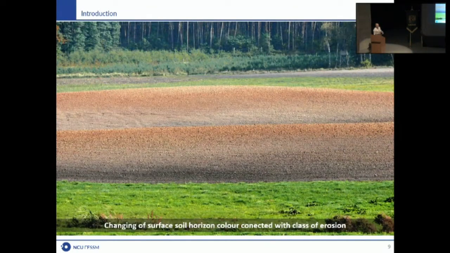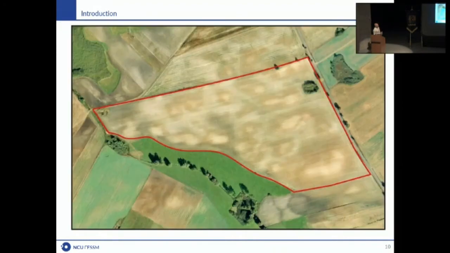If you are walking through our landscapes, especially in the morainic landscapes, you can see beautiful changes in the colors. These changes in the colors in the uppermost horizon, the plowing horizon, are connected, of course, with the topography. You can see that in the uppermost part of the hills, there are very light brown colors. There is brown on the upper part of the slopes, then gray, and very dark gray in the depressions. And it's connected also with the erosion. I will show you in the next slides.